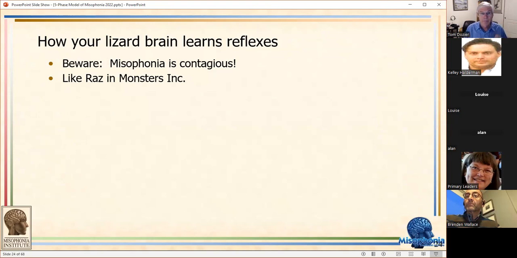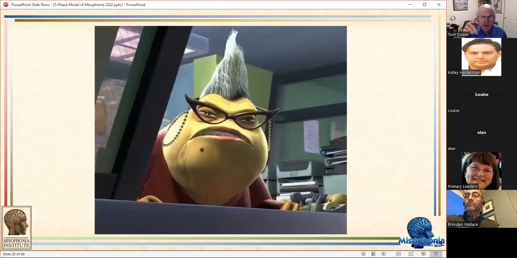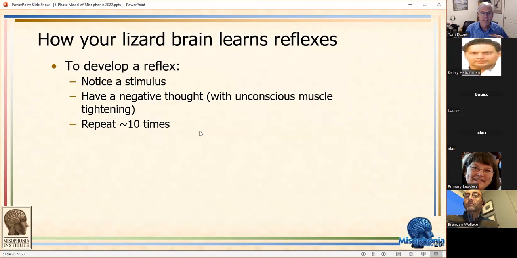So beware, misophonia is contagious. It's contagious, almost like a cold is contagious. And your lizard brain is like Roz in Monsters, Inc. Your lizard brain is watching you. Your lizard brain says, "I'm watching you, always watching." And that lizard brain of yours is watching you to see what you do. And so to develop a reflex, the lizard brain notices a stimulus, and you have some negative thought, that's not appropriate. Remember, this goes back to the Cohen model, saying, "Oh, they shouldn't be doing that."